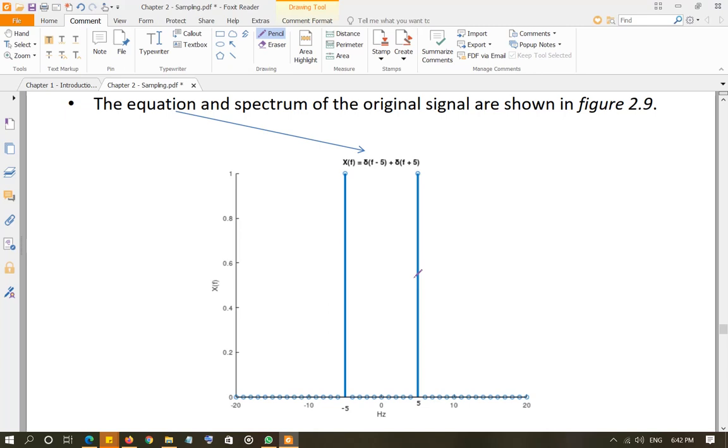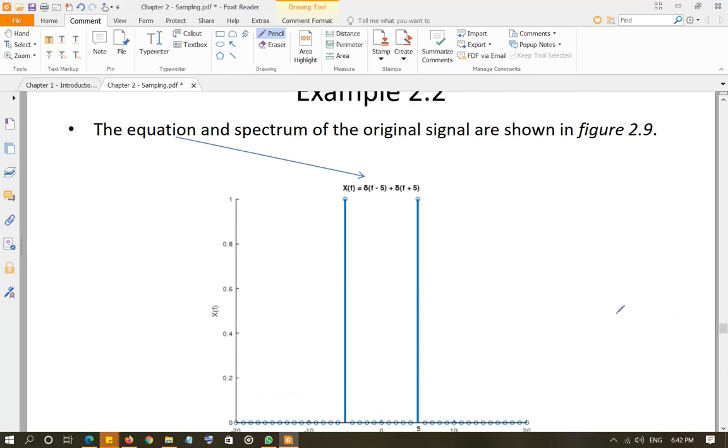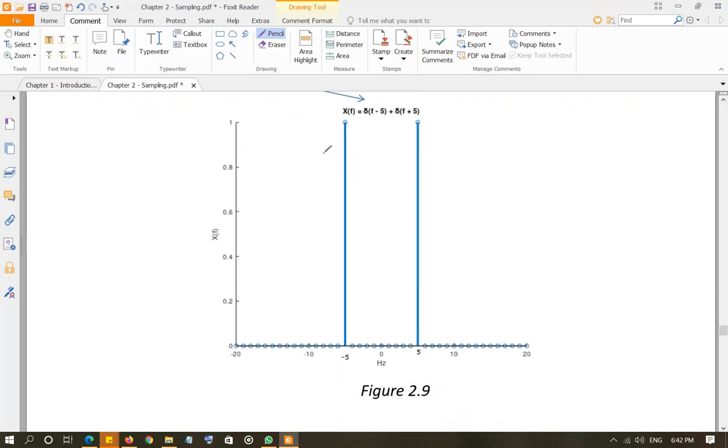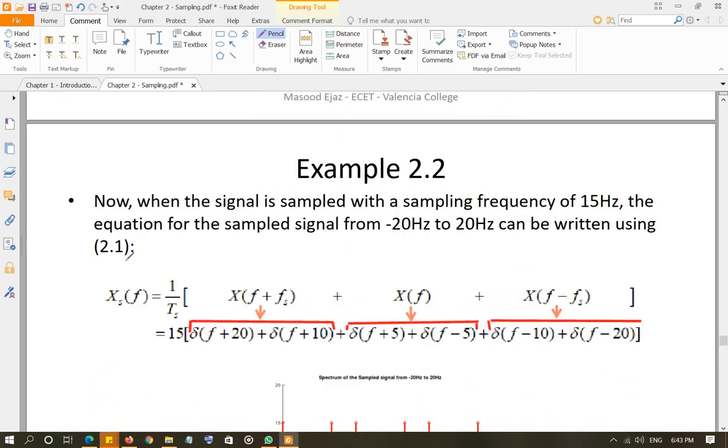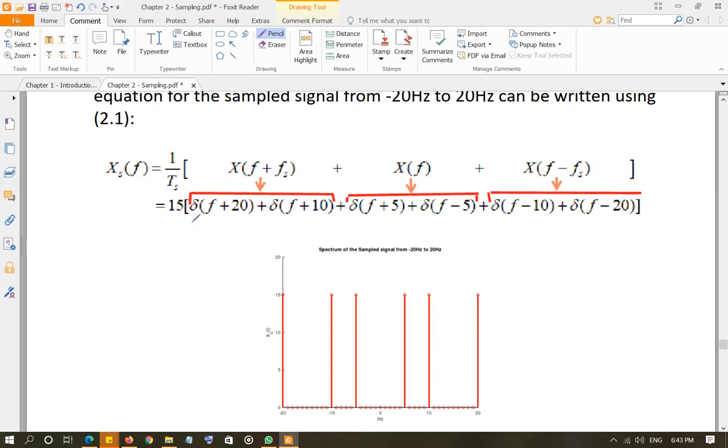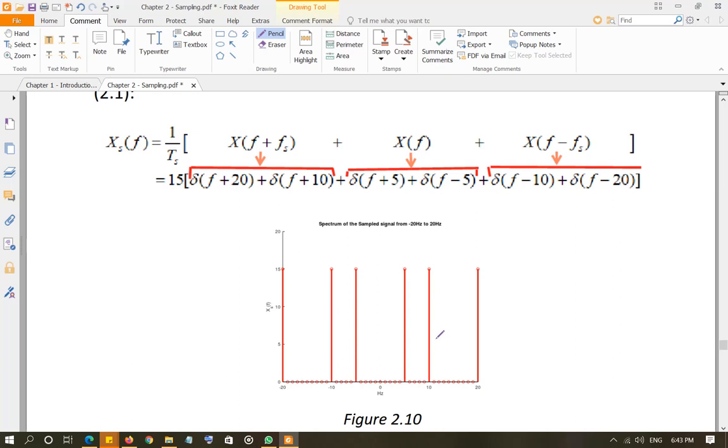So when you sample the signal with 15 hertz, remember, what does sampling do? It repeats the signal, and it centers the original spectrum at each multiple of the sampling frequency. So you're going to take this and center it at 15 hertz, negative 15 hertz, 30 hertz, negative 30 hertz, and so on and so forth. So when you sample it, this will be the equation for the sampled signal. I'm asking you to go from 15 hertz to negative 15 hertz, or 20 hertz to negative 20 hertz, just go up to that limit. Otherwise, remember, sampling will produce an infinite number of impulses because sampling produces infinite instances of the original spectrum. So this will be the sampled signal in the frequency domain.